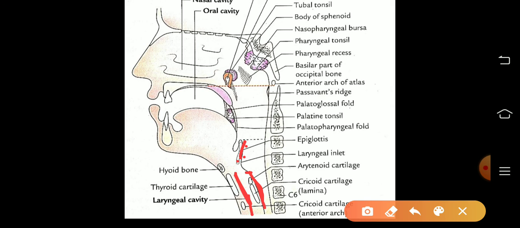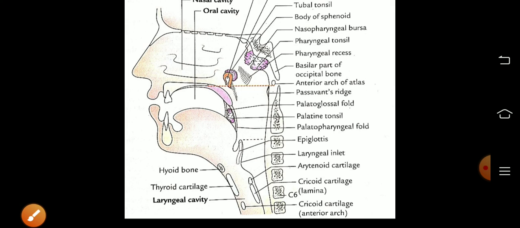The lateral wall is formed by the thyroid cartilage and the thyrohyoid membrane. The thyroid cartilage is seen here. This is a lateral view, but still you can't see the lateral wall, right? So the thyroid cartilage forms the lateral wall, and one more structure, the thyrohyoid membrane, is also forming the lateral wall.